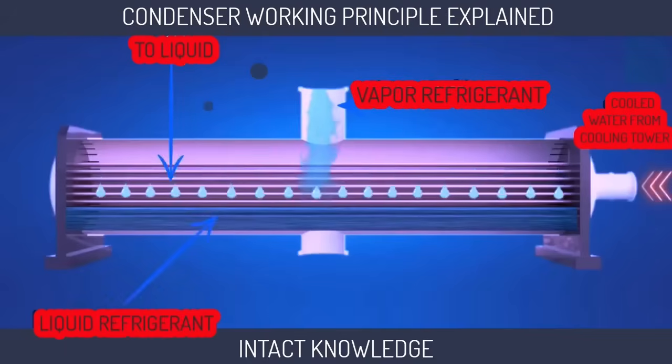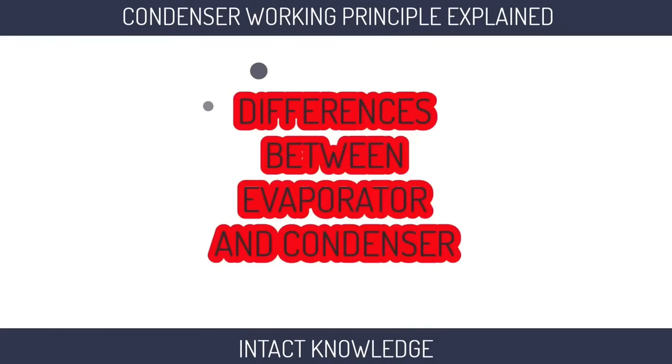The refrigerant, which is in vapor state in the condenser of the chiller, is cooled and condensed into liquid form with the help of water from the cooling tower. That's why we call it condenser. Now we can see the differences between evaporator and condenser.